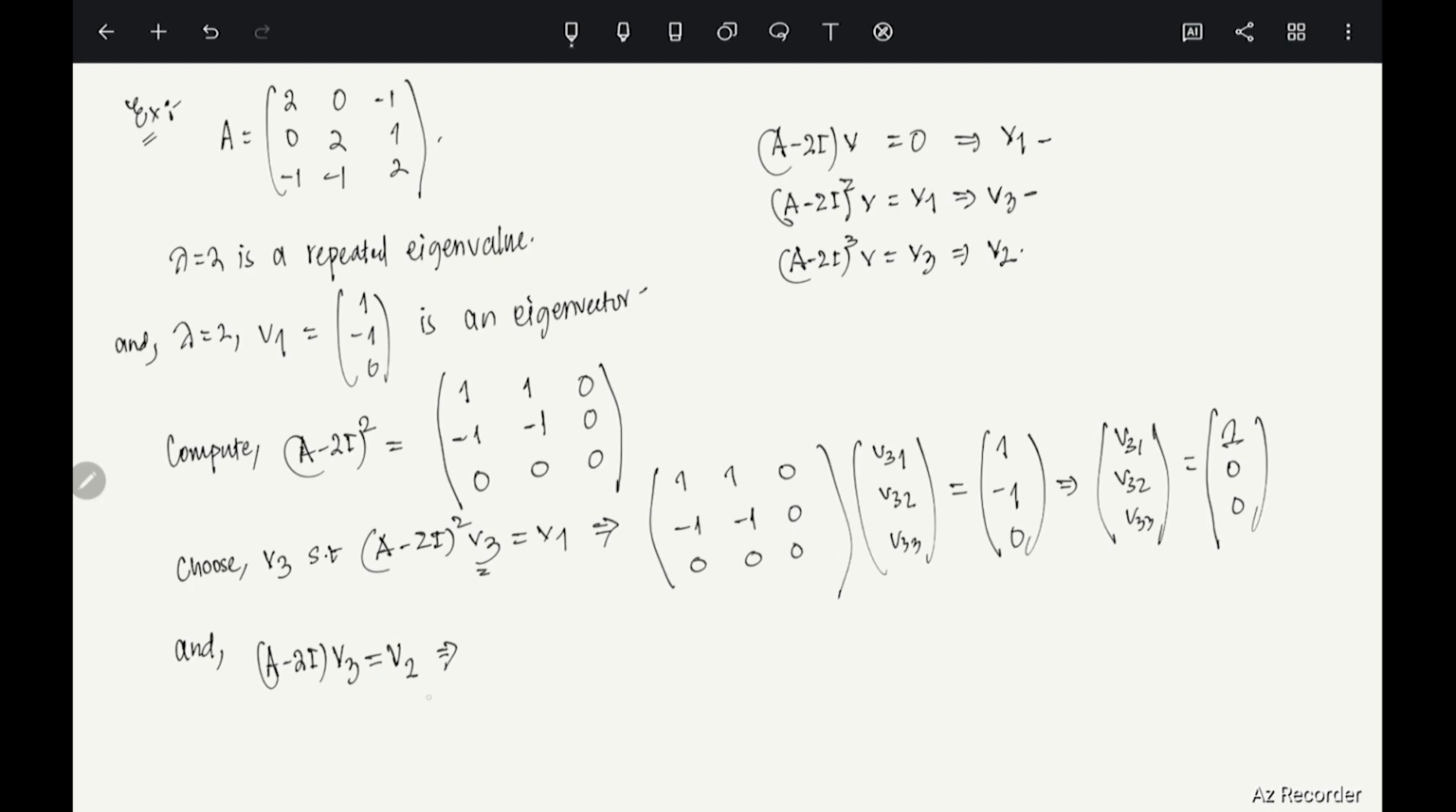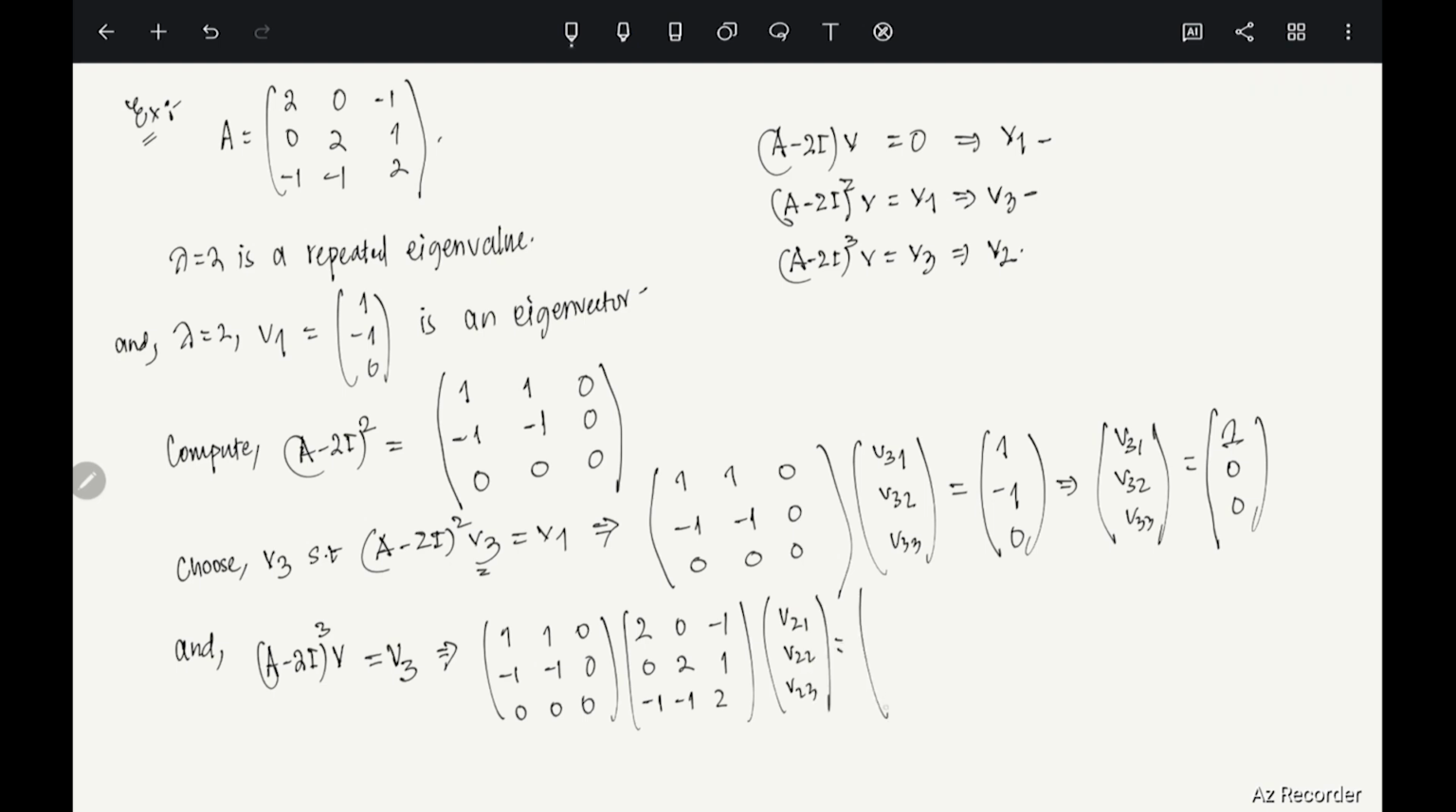So what does it mean? Sorry, I should write it as (A minus lambda I) cubed v. I have to find a v2, so I will target v3. This is nothing but the matrix 1 1 0, minus 1 minus 1 0, 0 0 0, times this matrix again, 2 0 minus 1, 0 2 1, minus 1 minus 1 2, times v. Let's call this v2, and write it as v21, v22, v23, and the target is 1 0 0. That's the target of v3.